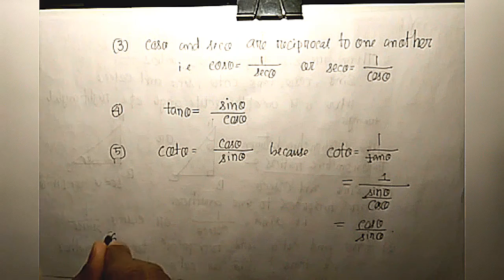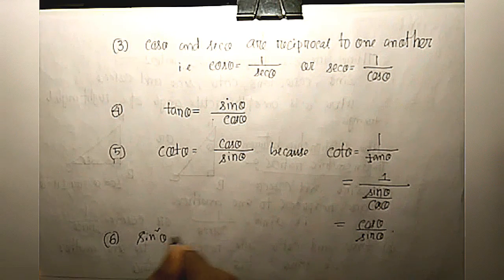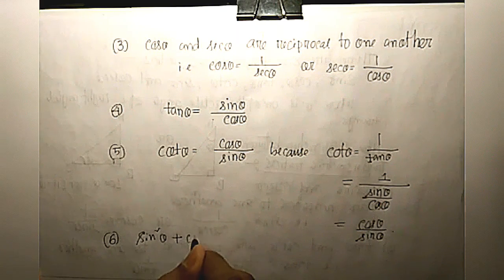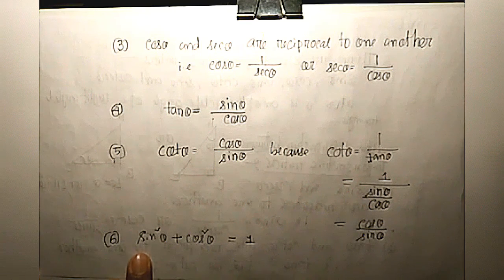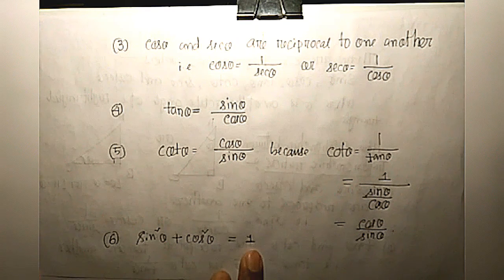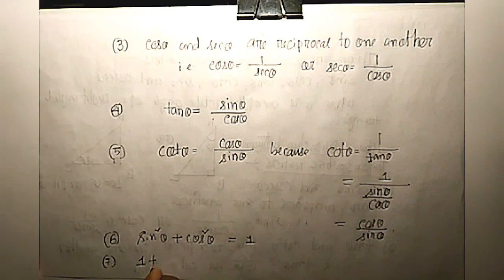Next, point number 6. So what is point number 6? Sin square theta plus cos square theta is equal to 1. So this is also a very important relationship. So you should remember cos square theta plus sin square theta equals 1.